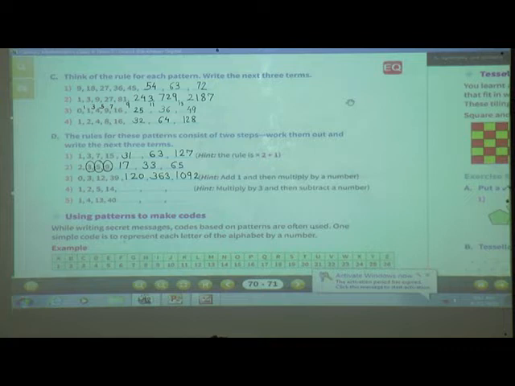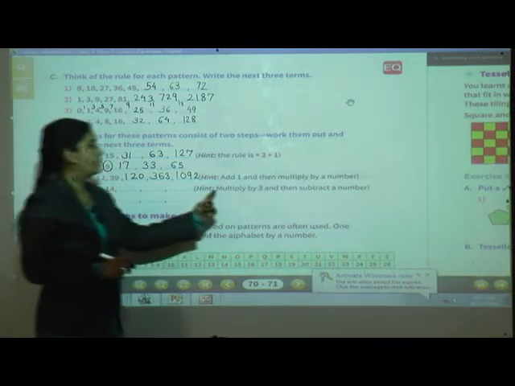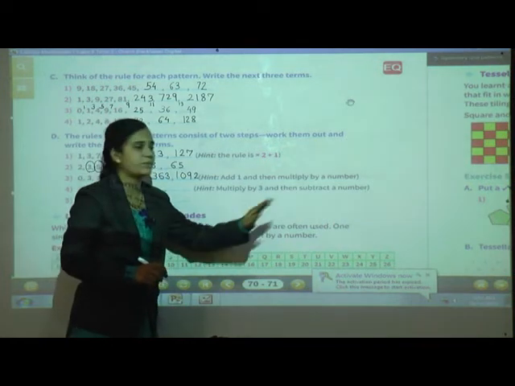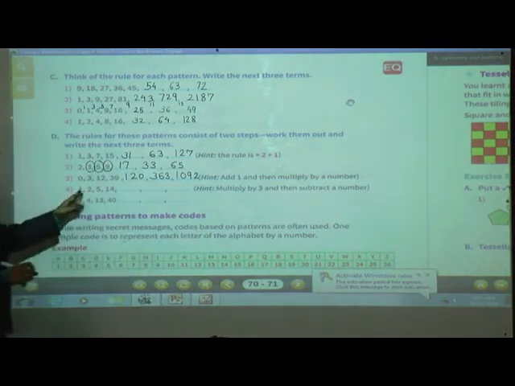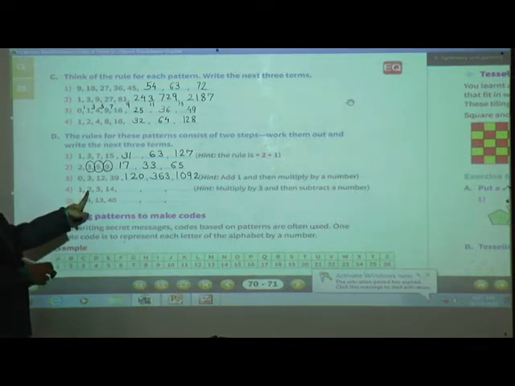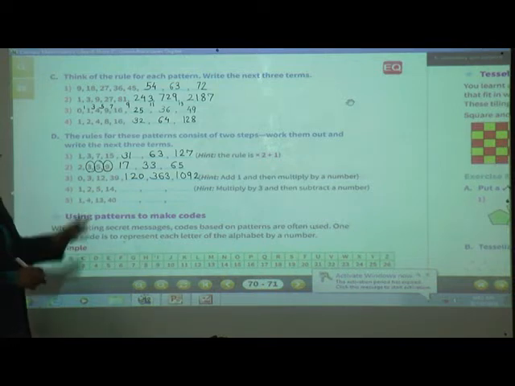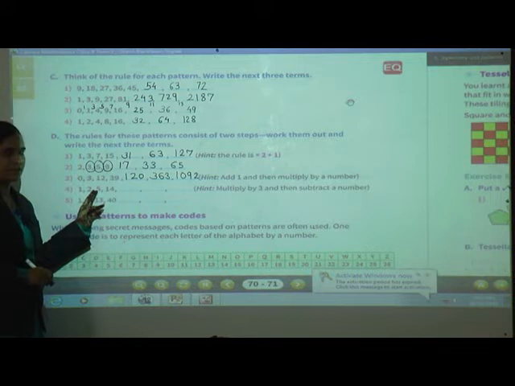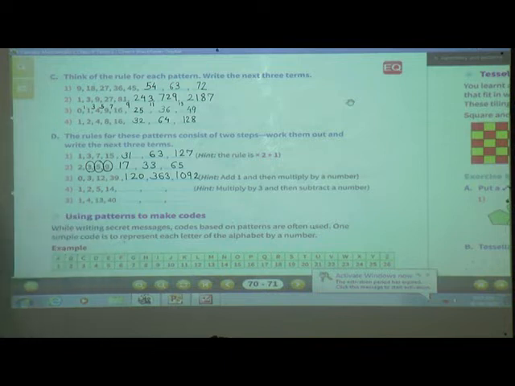1, 2, 5, 14. Here the hint is there: multiply by 3 and then subtract a number. Multiply by 3. 1 multiply by 3, 3 is the answer. And just subtract 1, you will get 2. Here again 2 multiply by 3, 6. Subtract 1, 5 is there. 5 multiply by 3, 15. Minus 1, 14. 14 multiply by 3, 42.